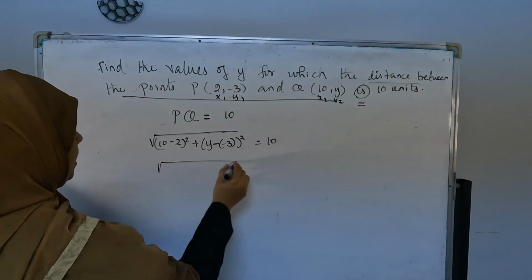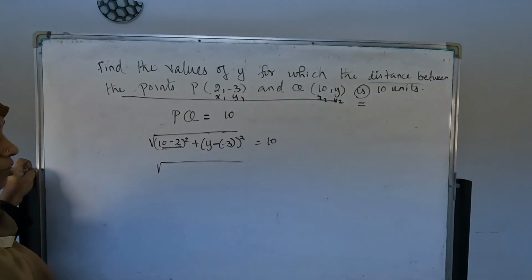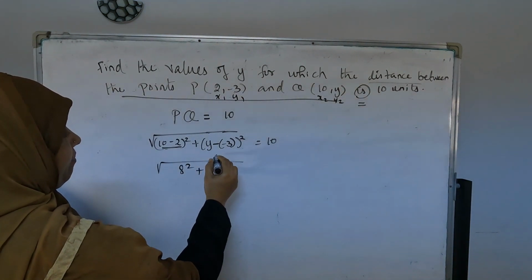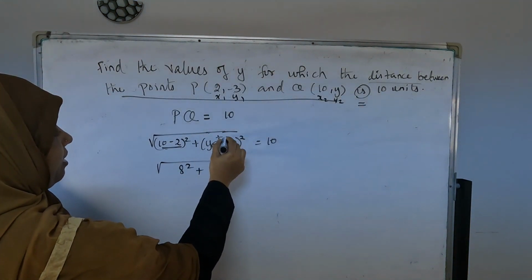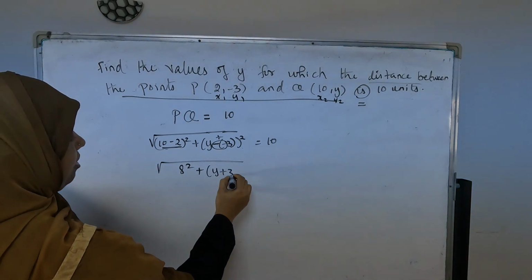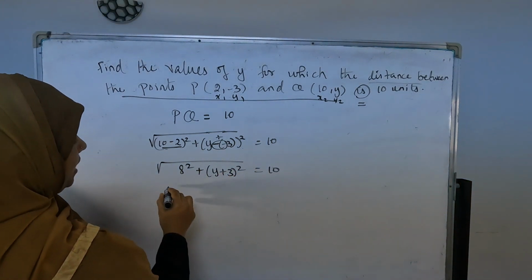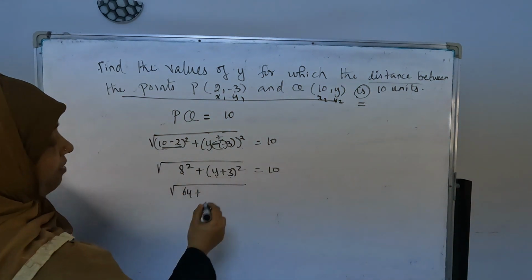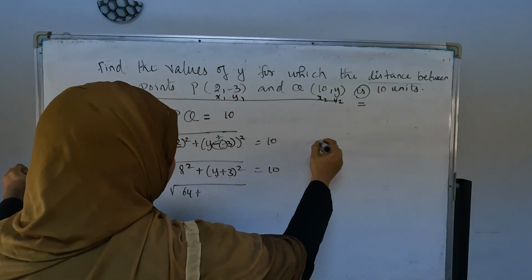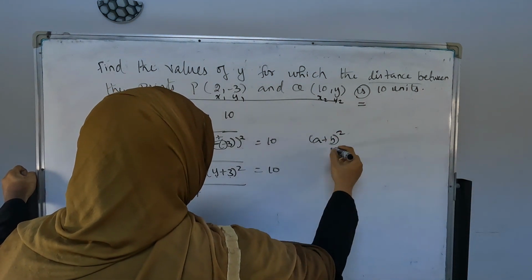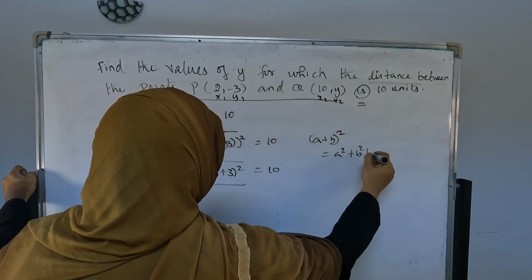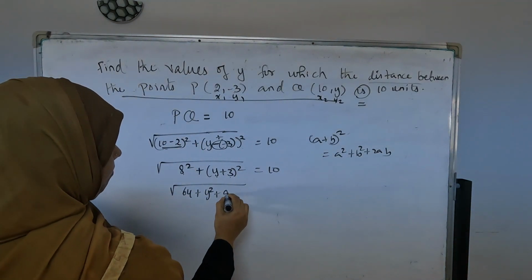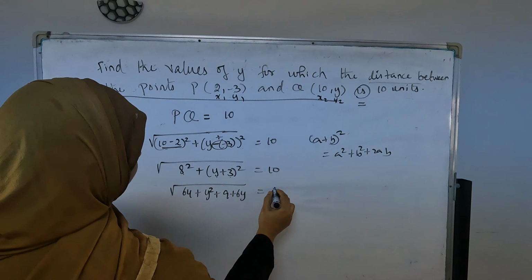So use this. Now subtract: 10 minus 2 is 8, squared. And here minus minus becomes plus, so (y plus 3) the whole square, equal to 10. Now 8 squared is 64. This is in the form of (a plus b) the whole square, so expand it using the formula a square plus b square plus 2ab. So y square plus 3 squared which is 9, plus 2 times 3 which is 6y, equal to 10.